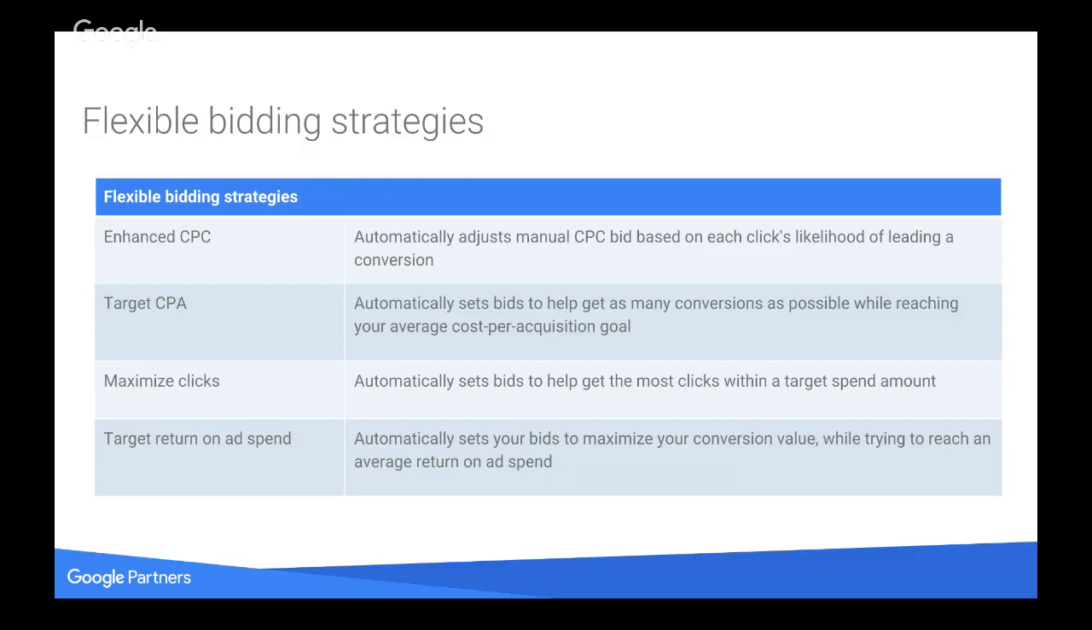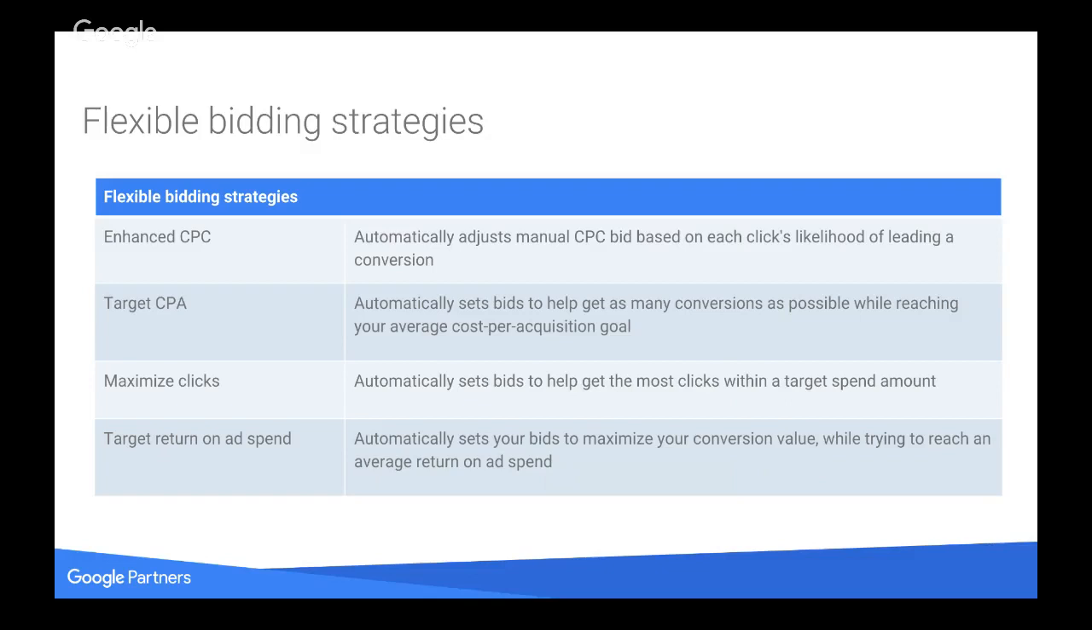The first strategy that you see on your screen is enhanced CPC, which automatically adjusts your manual CPC bid based on each click's likelihood of leading to a conversion. You also have target CPA, wherein you add in your desired cost per acquisition, and AdWords helps find you as many conversions as possible within that cost per acquisition.